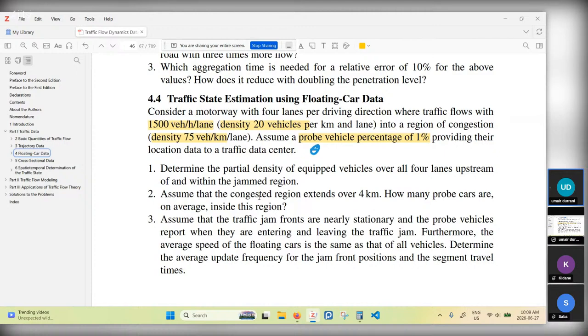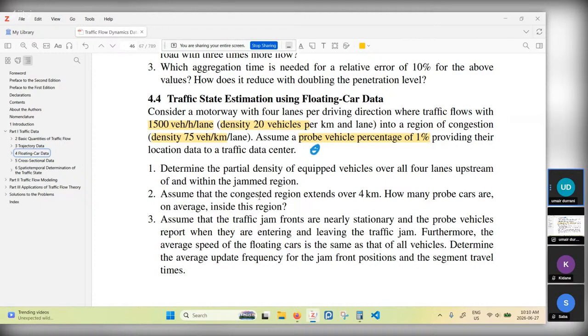So here they say that traffic jam fronts are nearly stationary, which means that the congestion that we are observing is not changing, it's the same over time. And the probe vehicles report when they are entering and leaving the traffic jam. So the vehicles enter and leave the traffic jam and they only report it then. Furthermore, the average speed of the floating cars is the same as that of all vehicles. So another piece of information that we are getting here is that no difference in speed is observed between floating cars and the other vehicles.